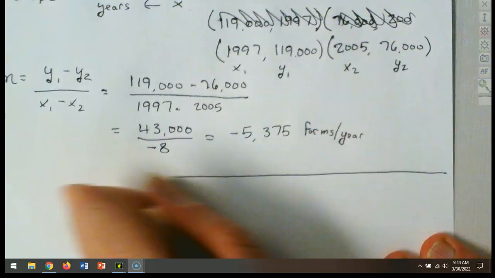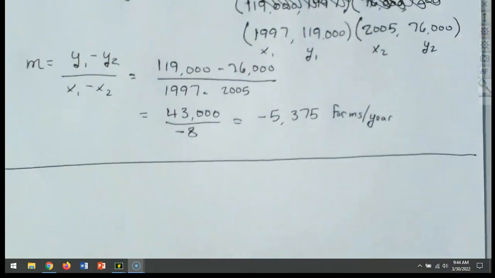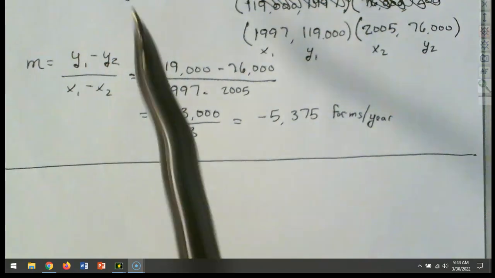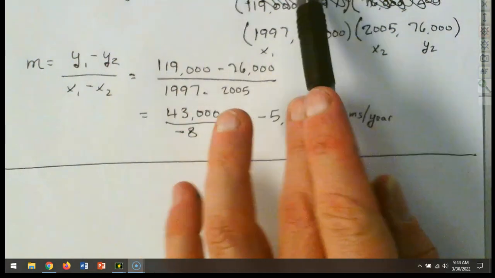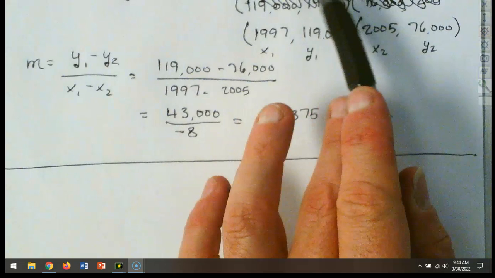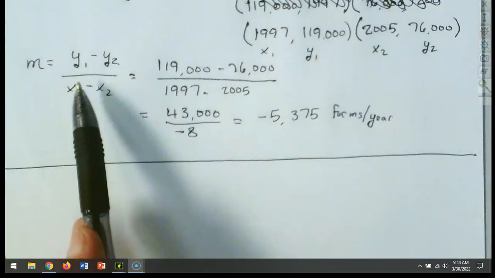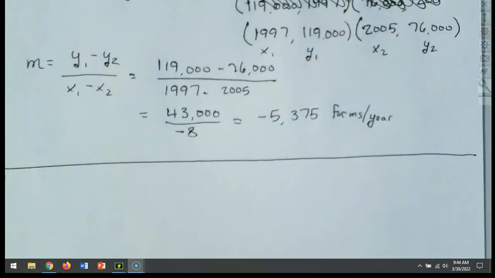So that means most years we're going to lose about, give or take, 5,000 farms. Some years might have more, some years might have less. But your question on your exam is going to be very, very similar. Use the ordered pair formula, farms and year. Use your slope formula, work it out. That's it.